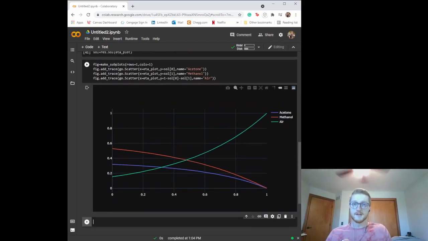Cool. And so yeah, now we have the plot of the concentration profiles of acetone, methanol, and air. And this looks right. So the way you can kind of tell is you have your initial mole fractions of methanol and acetone, and this is at your liquid boundary. And as you go across towards the delta, 0.24 meters, in this case we're looking at eta values though, so it's a 0 to 1 range.